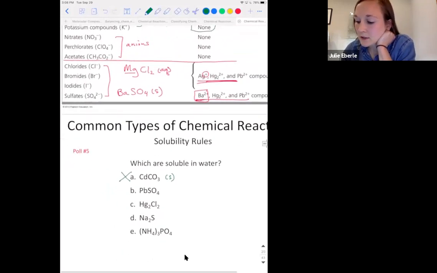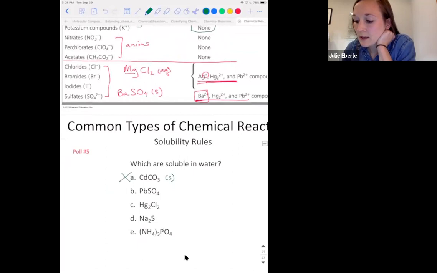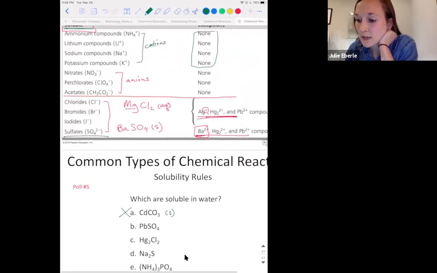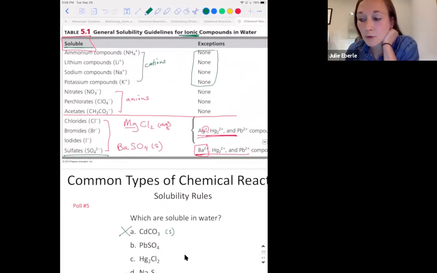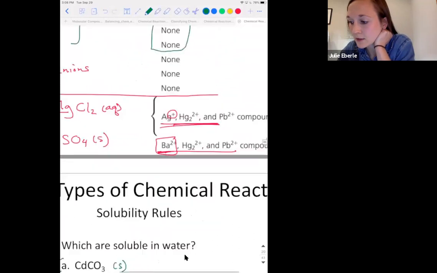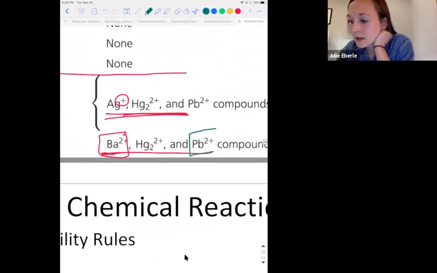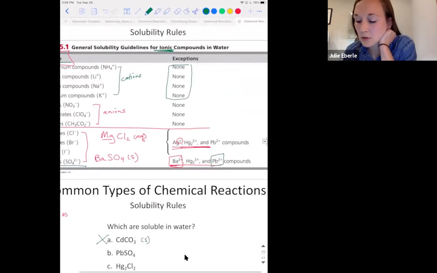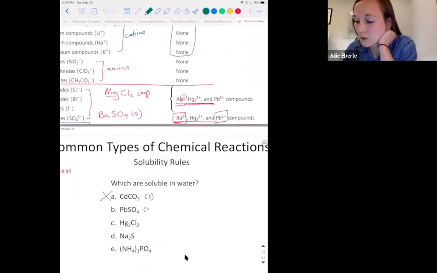Okay. So what about lead sulfate? PbSO4, Pb is lead. Well, sulfate is on here. It's the last one down here, and it's under the column listed as soluble. But what do you notice over here? When Pb2+ is the cation, that means sulfate is an exception. So this one would also form a precipitate. So this would not be soluble in water.